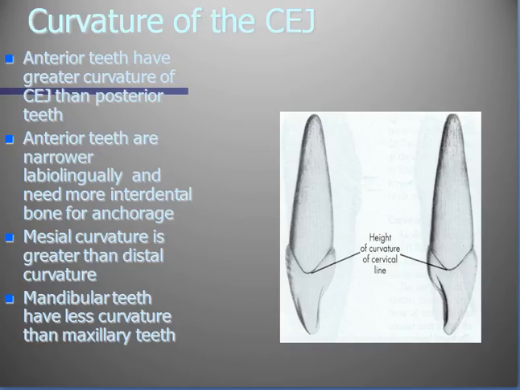The curvature at the CEJ. The anterior teeth have a greater curvature at the CEJ than the posterior teeth. Anterior teeth are narrower labiolingually and need more interdental bone for anchorage. The mesial curvature is usually greater than the distal. Mandibular teeth have less curvature than maxillary teeth.